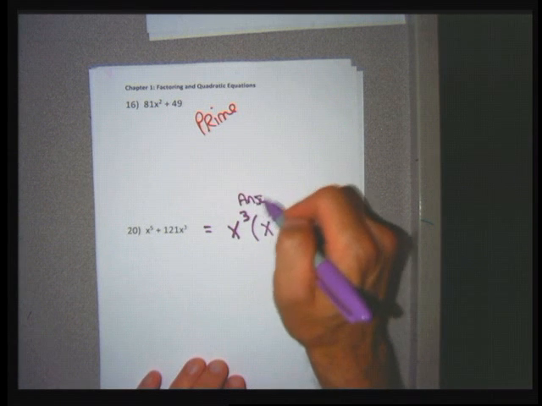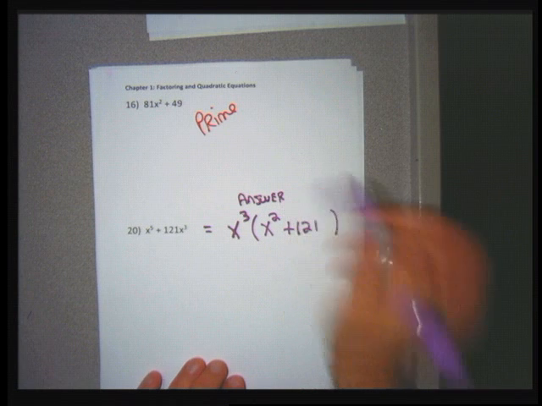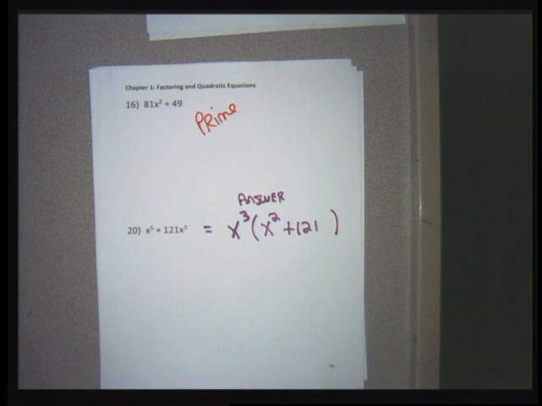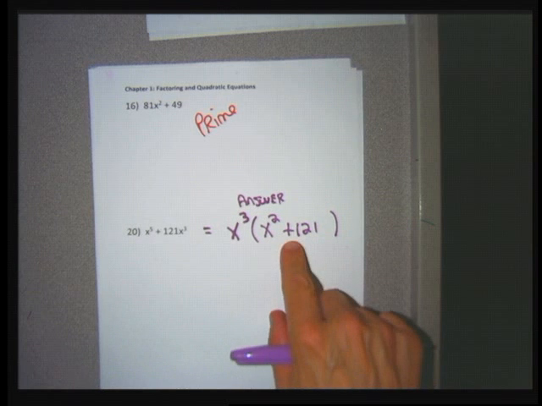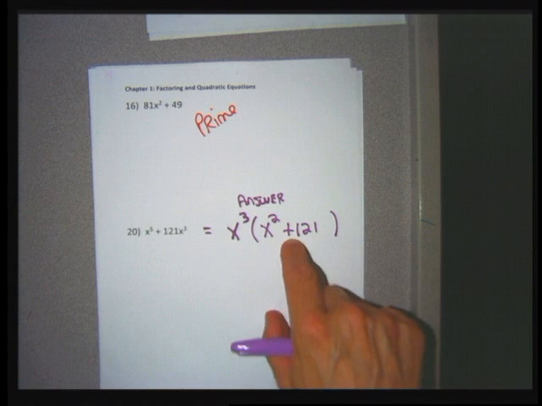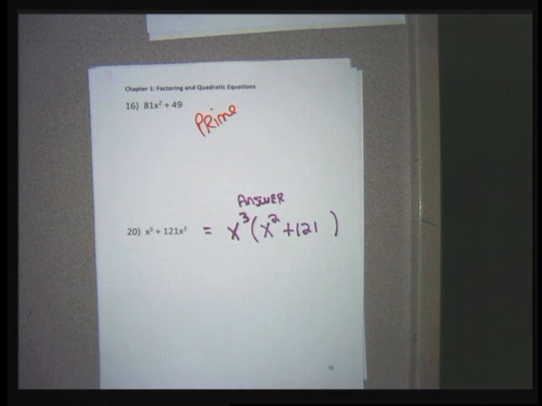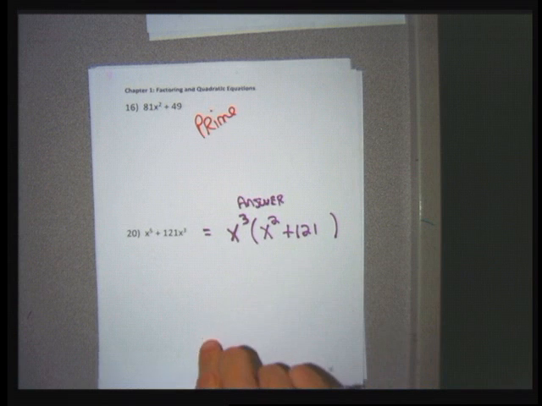It's not prime because I was able to do one kind of factoring, 1 parentheses common factor factoring, but I couldn't break that into 2 parentheses. And so that's all there is for number 20. If there was a minus sign, if that was x squared minus 121, I'd have to go further and make 2 parentheses out of the x squared minus 121. But it wasn't, so I didn't have to.